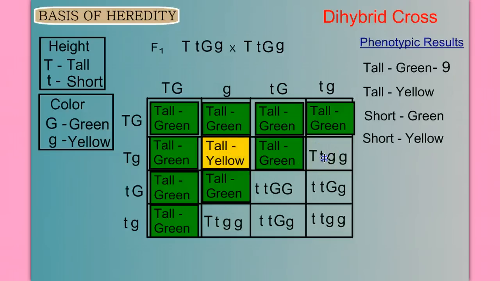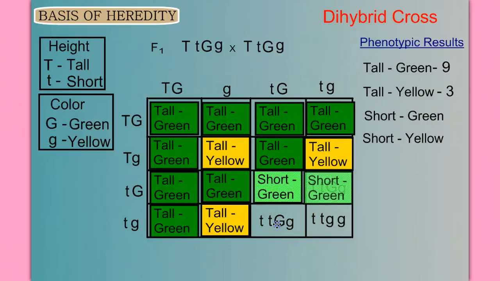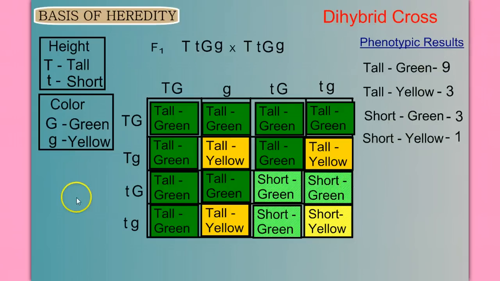Tall and yellow, 3. Short and green, 3. And finally, short and yellow, 1. We see that for a dihybrid cross, we get a phenotypic ratio of 9 to 3 to 3 to 1.